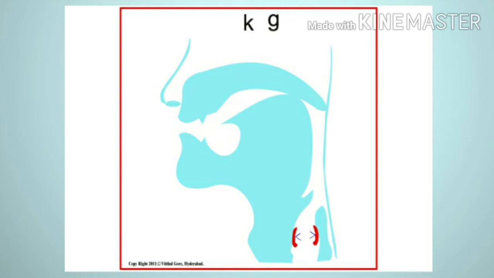You will realize it now. Try to produce these three sounds separately. Let us follow me. P, b: closure of the lips. T, d: closure of the alveolar ridge and the front of the tongue. Now you see k, g.